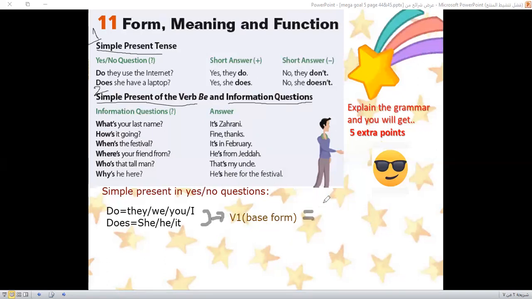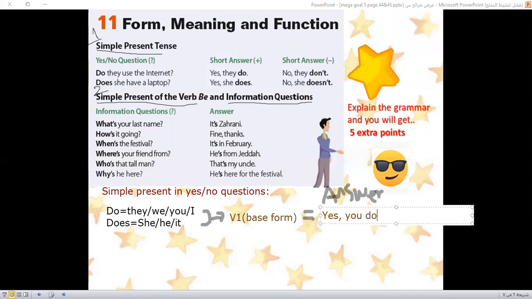Then I'm going to have the answer. As we said, the answer is yes or no. I hope you're writing with me. So the answer is yes or no. If I said do you, for example, the answer is going to be, if it's yes, yes, you do, or no, you don't. Sorry, here. Rama, you're raising your hand. Do you want to say something with me?